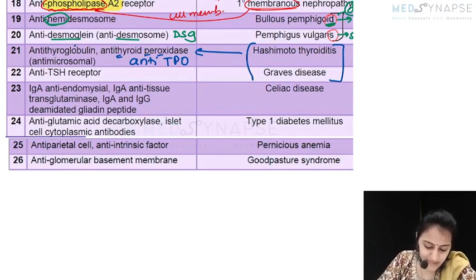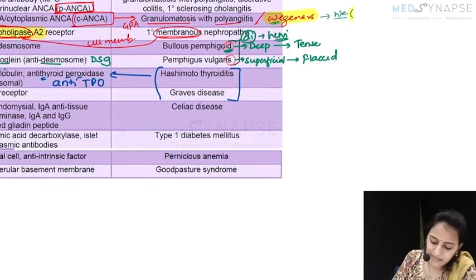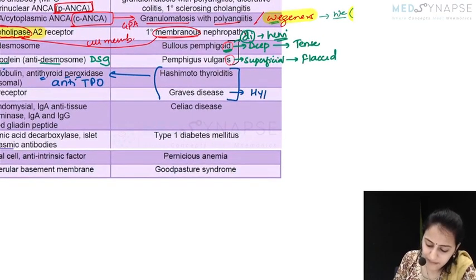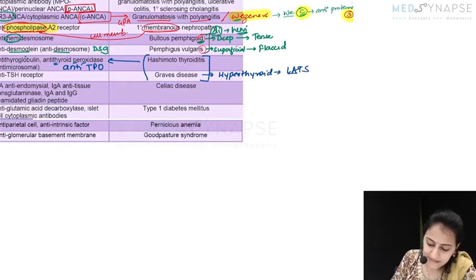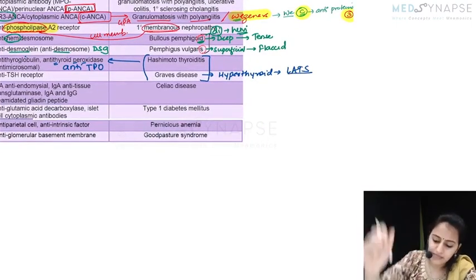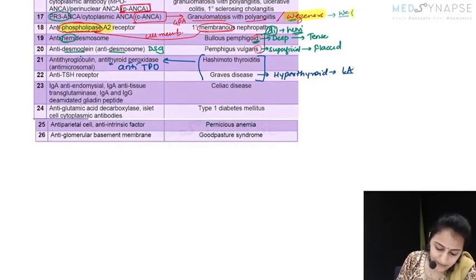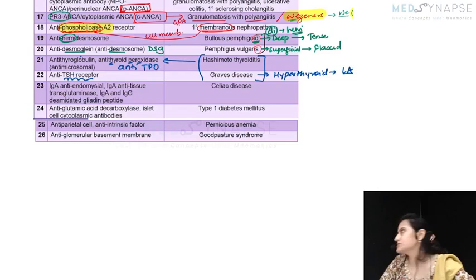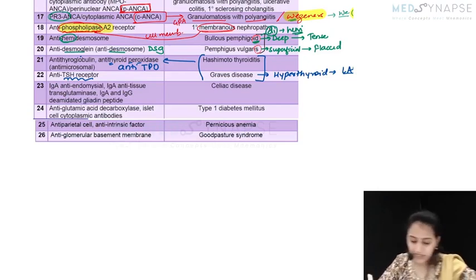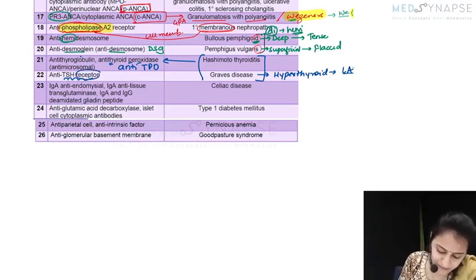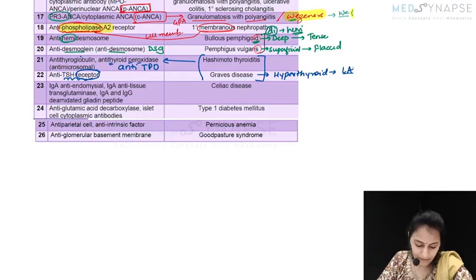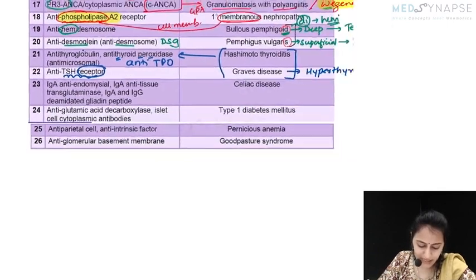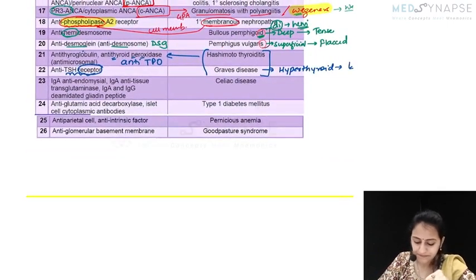So it is anti-thyroglobulin or anti-TPO, while Graves is hypothyroid or hyperthyroid? Hyperthyroid, because you have LATS, the long-acting thyroid stimulator, which stimulates the TSH receptor. The antibody here is against the TSH receptor.